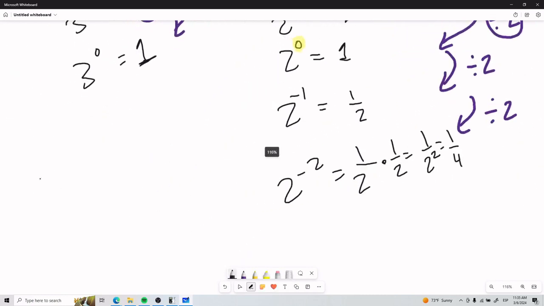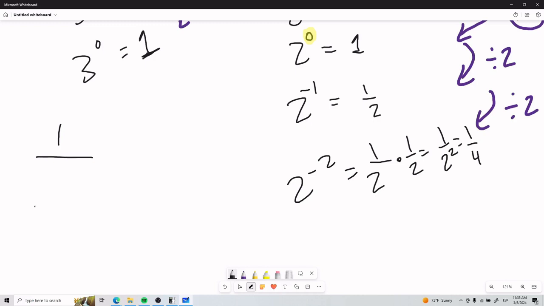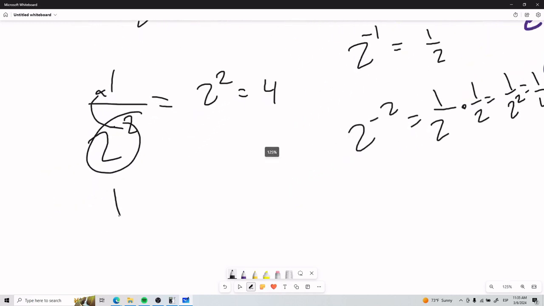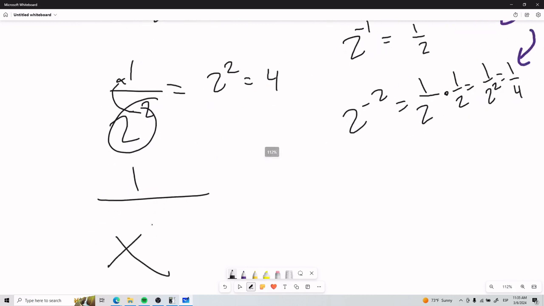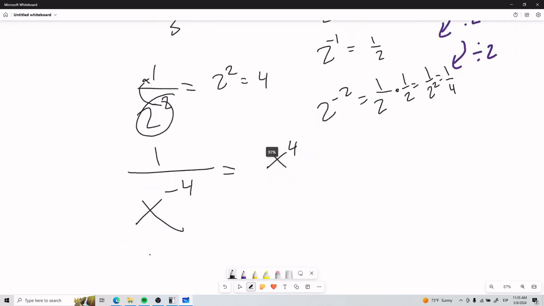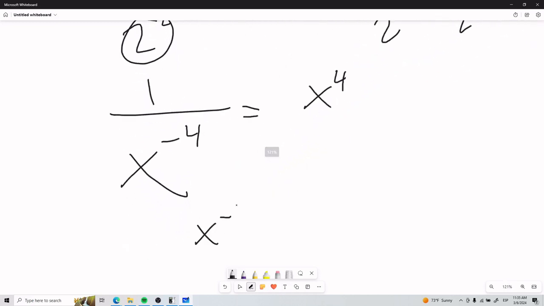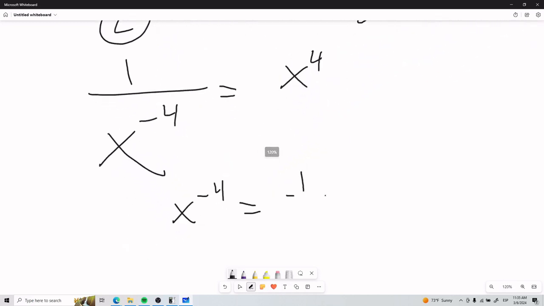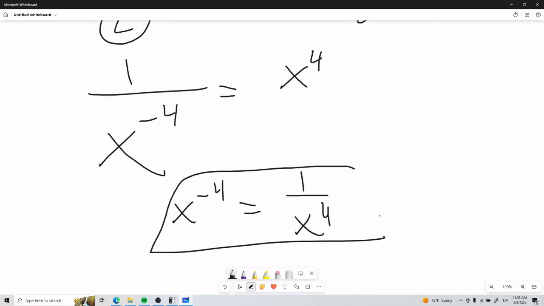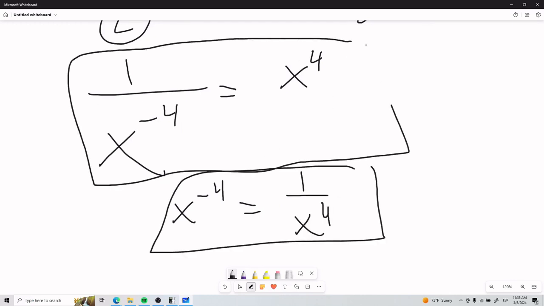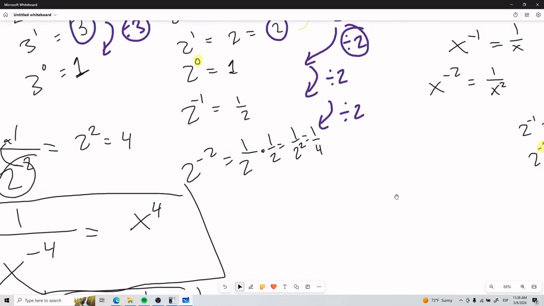Keep in mind that if you have 1 divided by 2 to the power of negative 2, you still flip it. So this would go on top first, so you end up with 2 squared equals 4. What do I mean by this? If you have 1 divided by, I don't know, x to the power of negative 4, you put it on top. If you start off on top, you put it on the bottom. Okay? Different examples, same idea, negative exponents, you flip it.